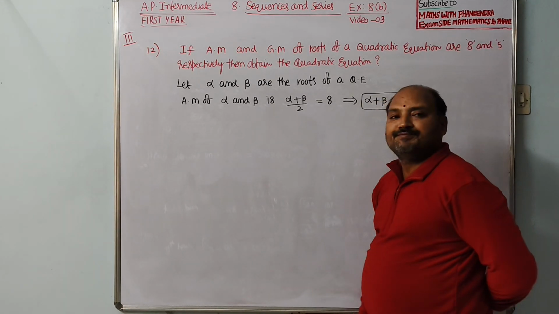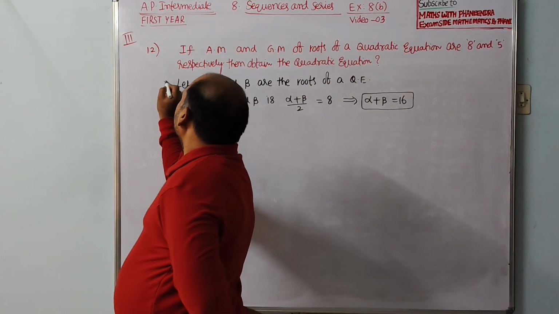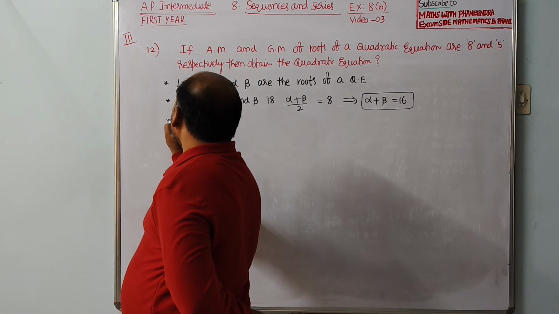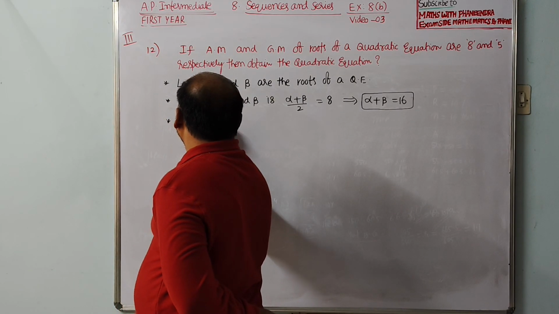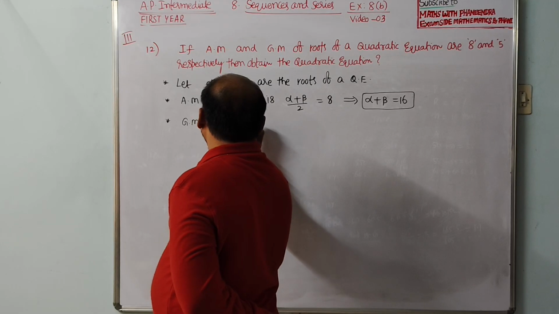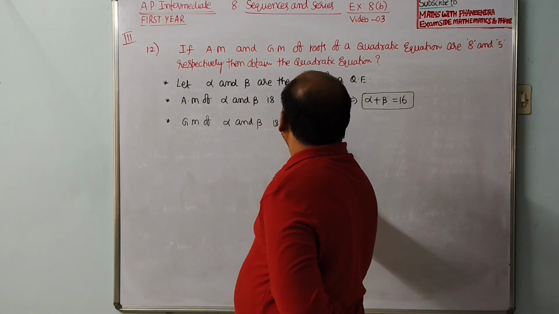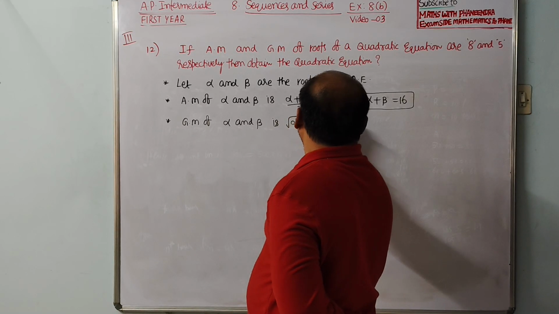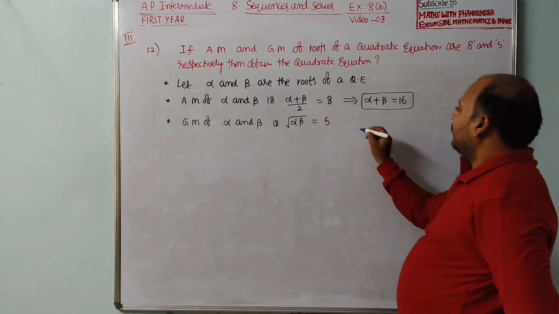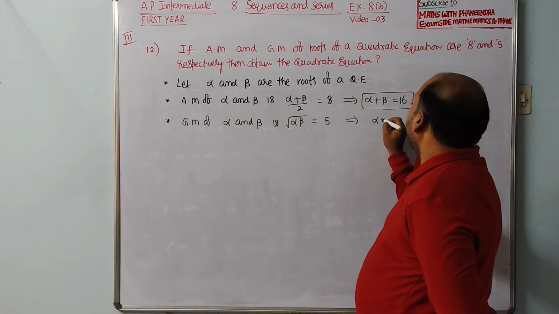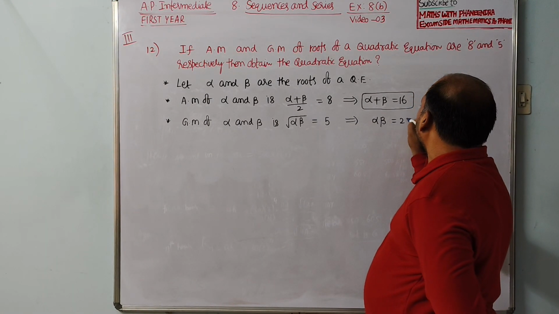16. Next, geometric mean of alpha and beta is root alpha beta is equal to 5. That implies that alpha beta is equal to 25.